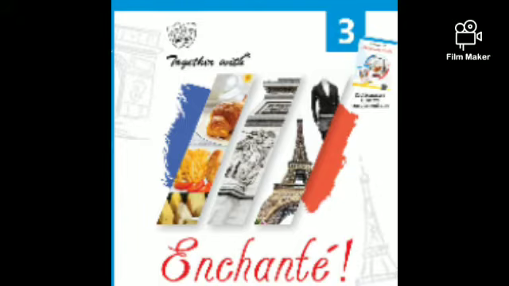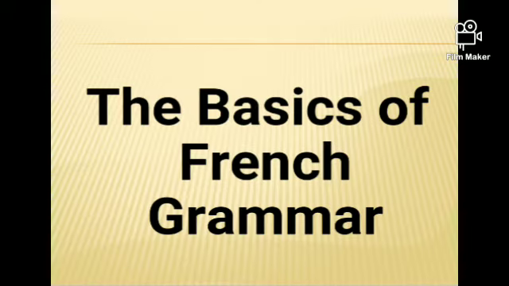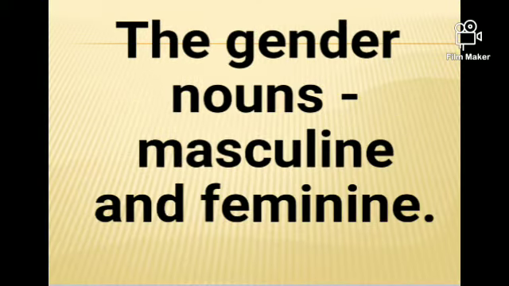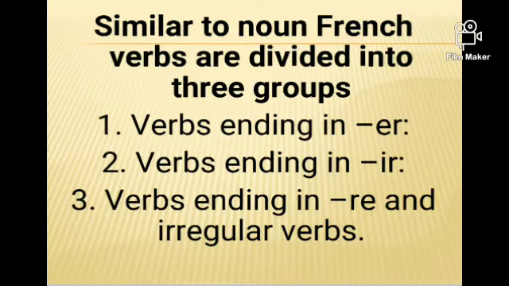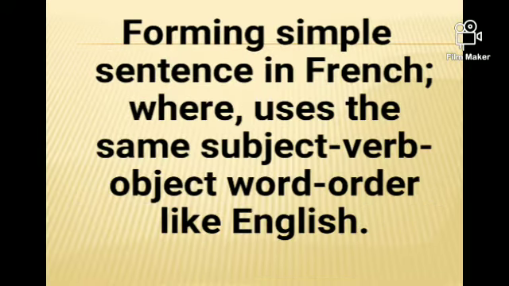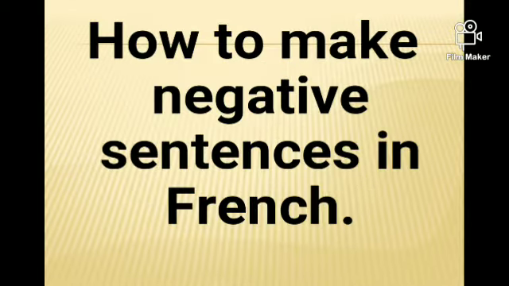Last video we started revising the basics of French grammar. In that video lesson you learned the gender of nouns, masculine and feminine. Similar to nouns, French verbs are divided into three groups: verbs ending in er, verbs ending in ir, verbs ending in re, and irregular verbs. Forming simple sentences in French, we use the same subject, verb, object word order like English. Finally, you learned how to make negative sentences in French.